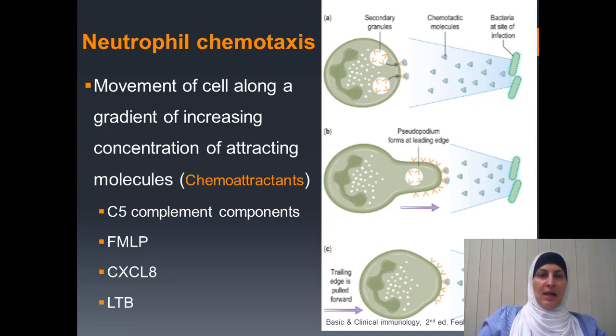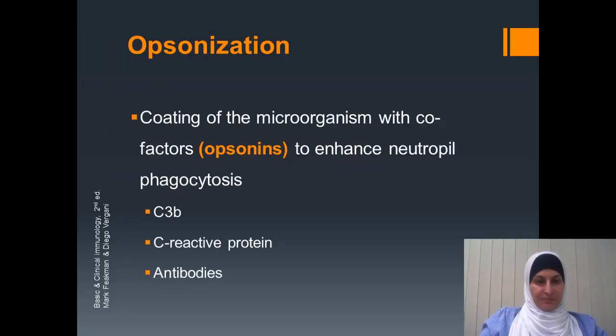This process is called chemotaxis, and this happens through the chemoattractants. So the complement components, the cytokines, the chemokines that are present at the site of infection act as chemoattractants. Because there are receptors on the surface of the neutrophils that can recognize and bind to these chemoattractants, the neutrophils move through that gradient, moving to the higher concentration until they get to the site of infection or inflammation.